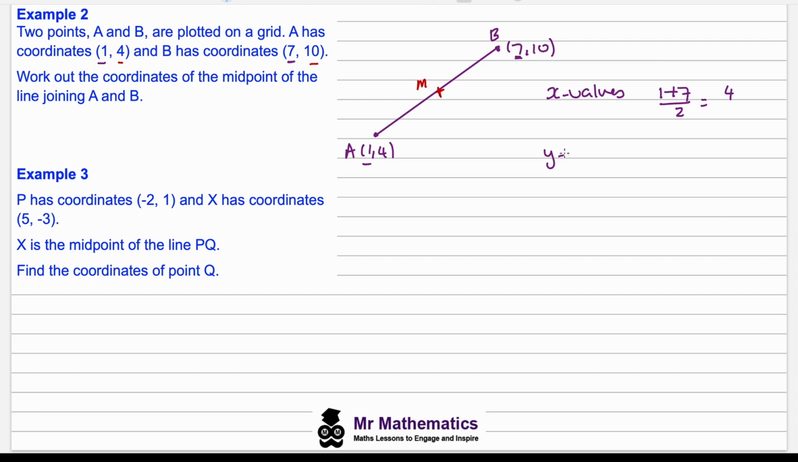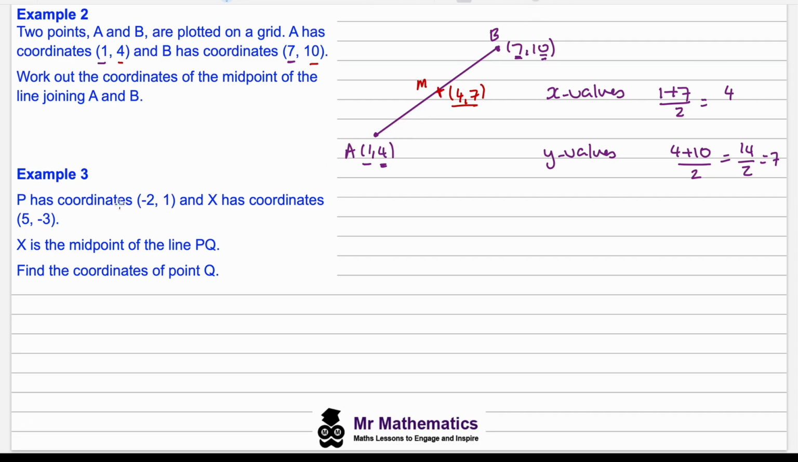And the average y values will be the 4 and the 10, which are these two here. And this will be divided by 2. And 14 divided by 2 gives us 7. So the midpoint M will be at 4 and 7. Okay? I find the diagram really helps as I work through these examples.